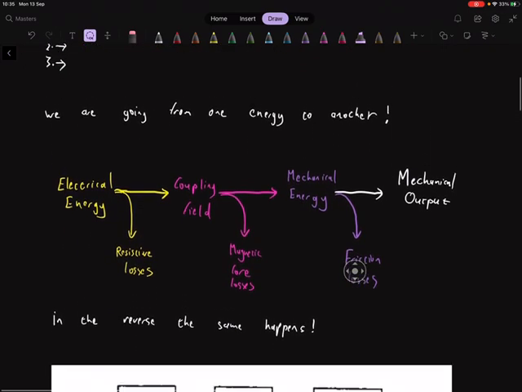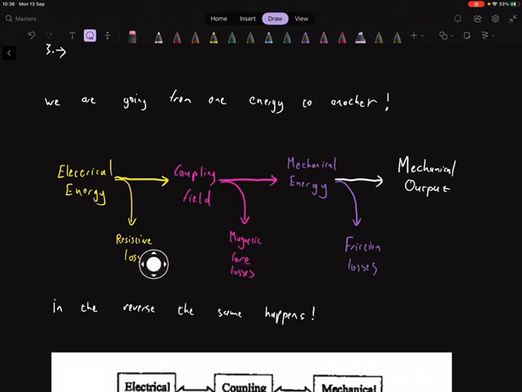I'm just speaking about it quickly because I'm going to do all of this very quickly, as it's revision. In the one direction we have electrical energy, then you couple that energy into a field, and then you make a mechanical output. So this is if you're going from electrical to mechanical. This is your actuator, like a motor.